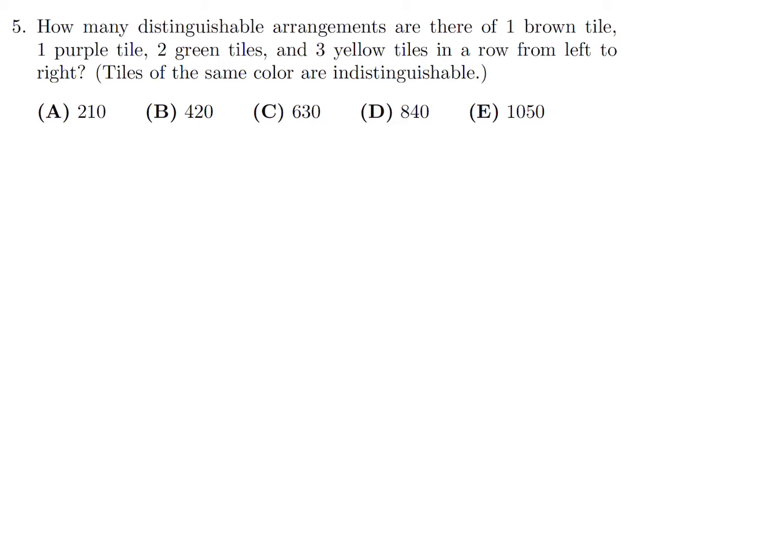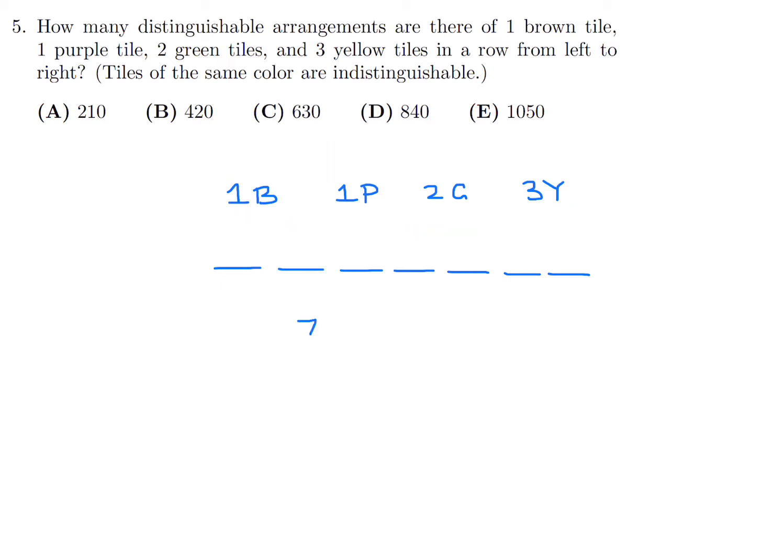How many distinguishable arrangements are there of 1 brown tile, 1 purple tile, 2 green tiles, and 3 yellow tiles in a row from left to right? Tiles of the same color are indistinguishable. So we have 1 brown, 1 purple, 2 green, and 3 yellow. So that's what? 1, 2, 3, 4, 5, 6, 7. So 7 spots. And we have to make whatever combinations.